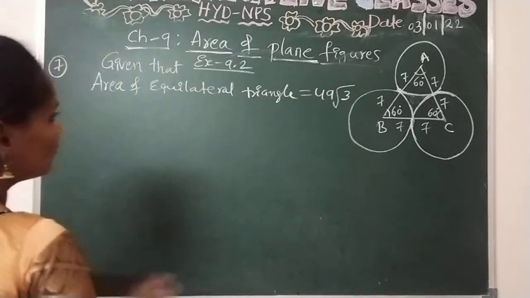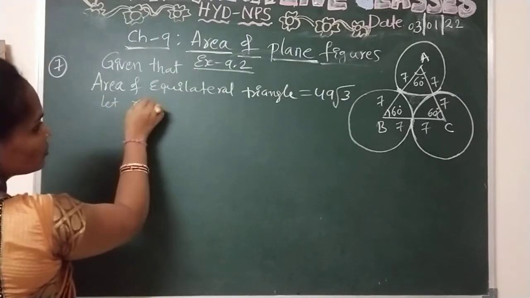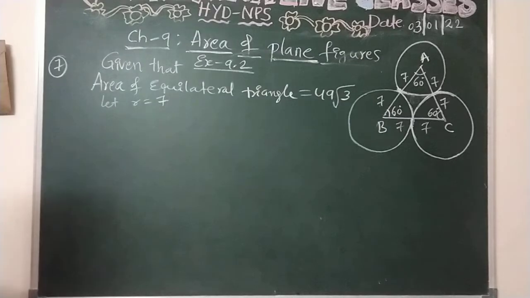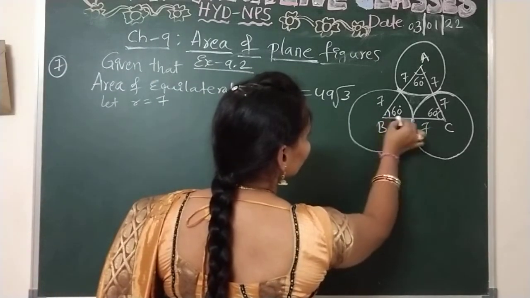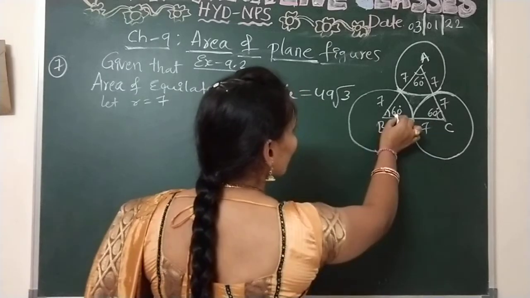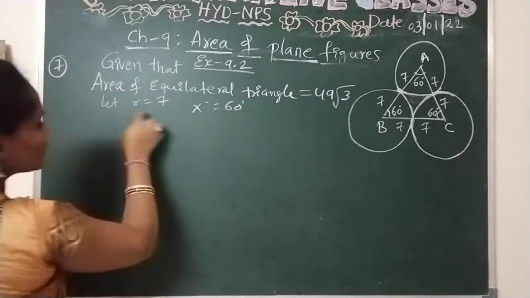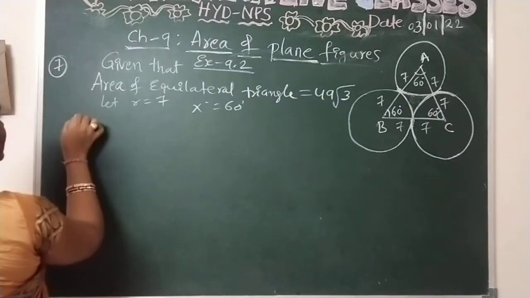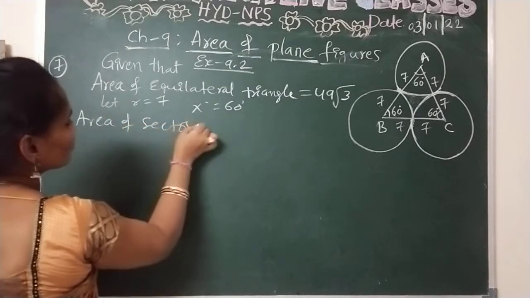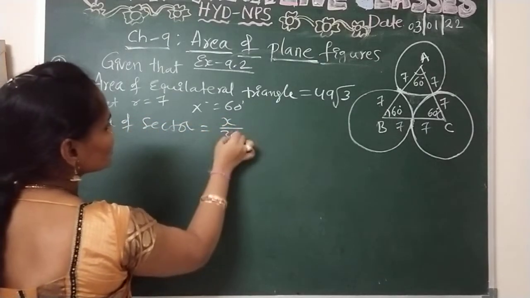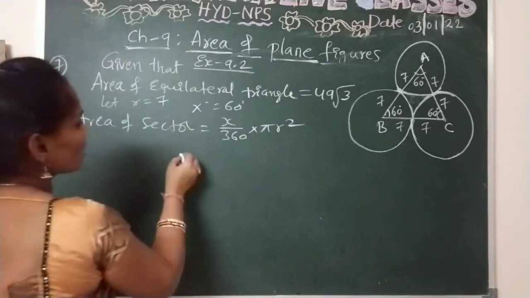Very simple. From the figure, let r equal 7, because the radius of the circle is 7 and the angle is given as 60 degrees. Now by using these values, find the area of the sector. Area of sector is x by 360 into pi r square.